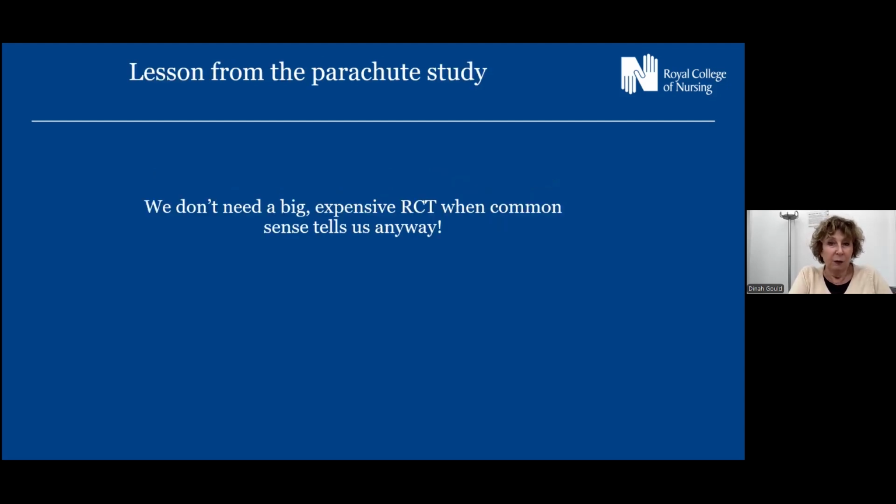So the lesson from the parachute study is that we don't need a great big expensive trial when common sense would tell us the answers anyway. And that is true of an awful lot of infection prevention. If somebody says to you, well, I can't be bothered with bare below the elbows because there's been no RCT, the answer to them is to say, well, go and read the parachute study then. Go and read the parachute study and see if it will change your mind. That's what you need to say to silly people like that. So let's have a short break now, and then we'll go into the second lot of today.